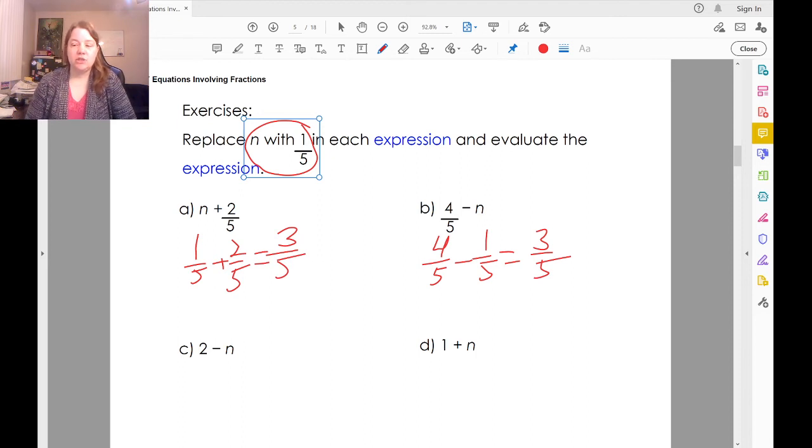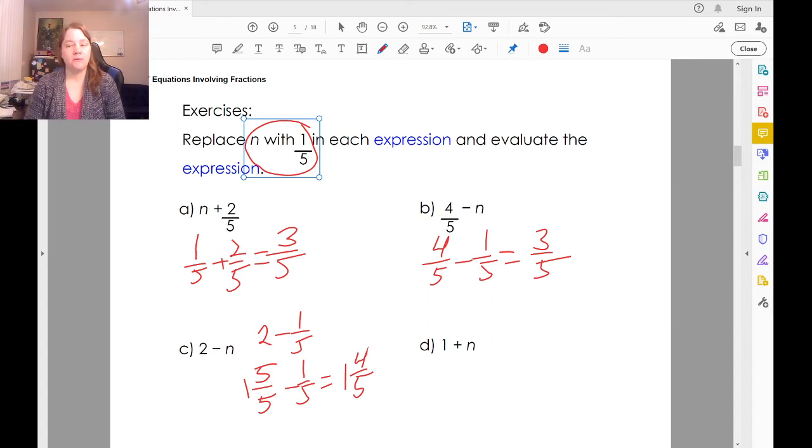Letter C says 2 minus n. And instead of 2 minus n, it's going to be 2 minus 1/5. Now, we can't easily do 2 minus 1/5. We need to do that borrowing again. So 2 is going to become 1 and 5/5, because 5/5 means the same as 1 whole. So really we have 1 here and another whole here, which makes 2. 1 minus nothing is just 1. 5/5 minus 1/5 is 4/5. So we have 1 and 4/5.